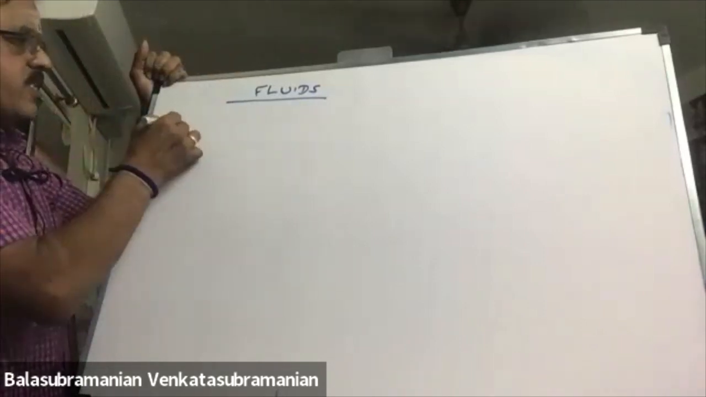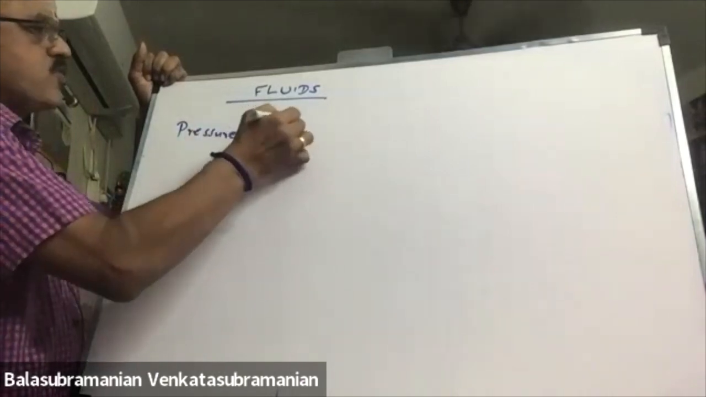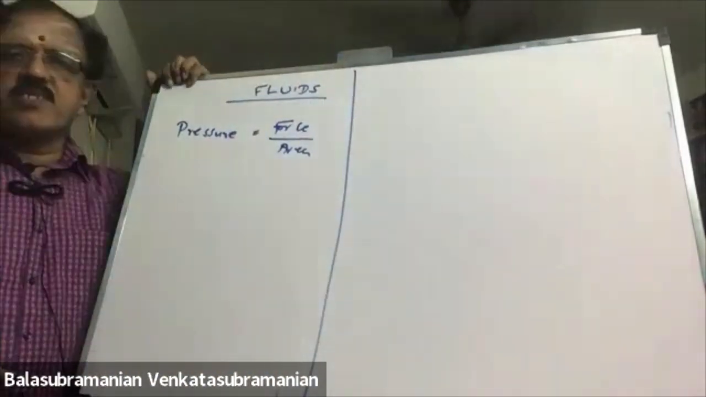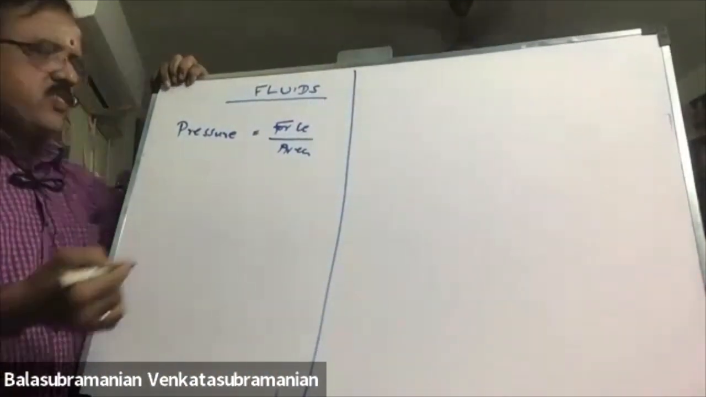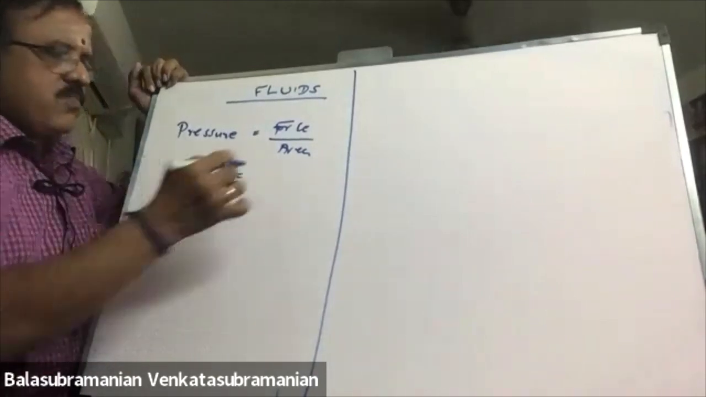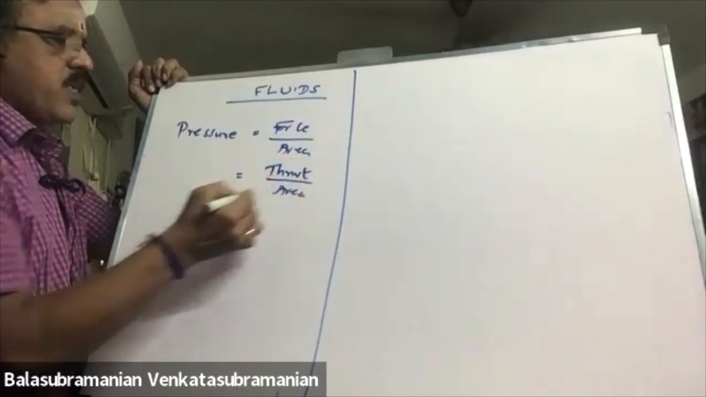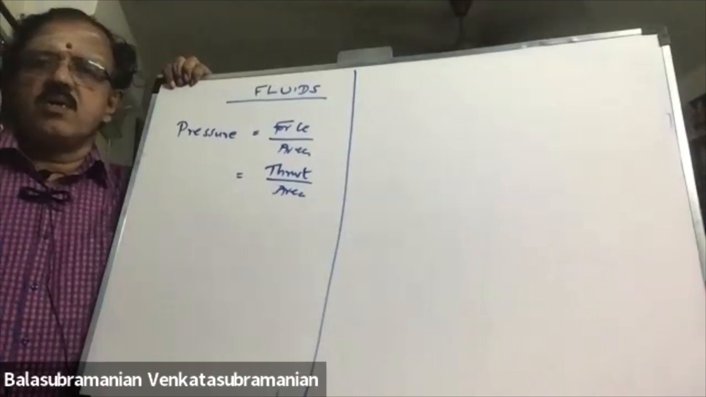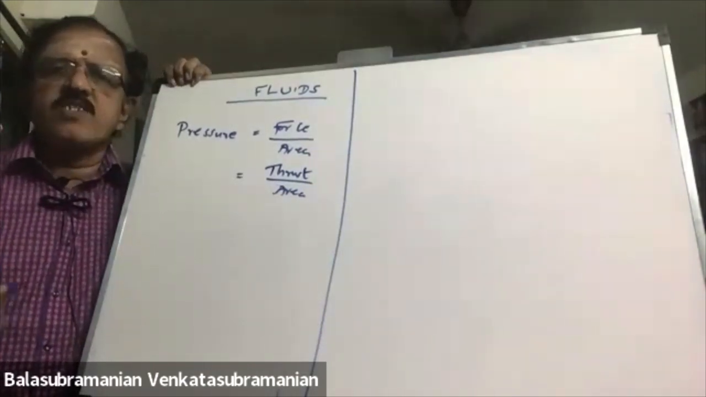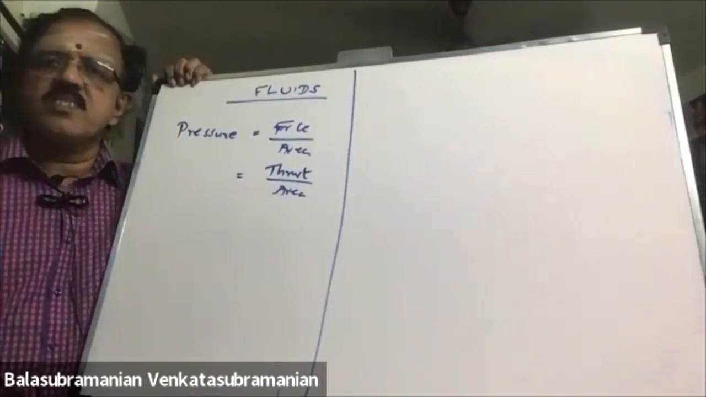Generally, what is called pressure? Pressure is force by area. This is mechanical pressure. In the case of liquids, we call this thrust by area. Thrust by area, we call it pressure. Thrust is nothing but force. In the case of liquids, we will use the term thrust.